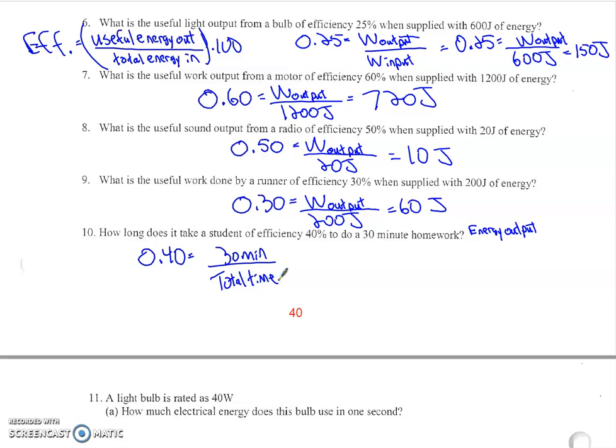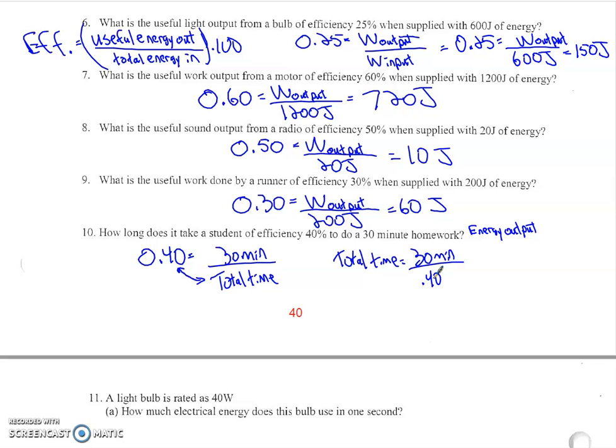Remember, if the person's only 40% efficient, the amount of time it's going to take is going to be longer than what the teacher originally planned. If the person was 100% efficient, a 30-minute homework would get done in 30 minutes. But that's not the case in this one. So total time, so now what we have to do is these things will end up switching places. What you're going to get is total time is going to equal the 30 minutes divided by the 0.40 efficiency, right?